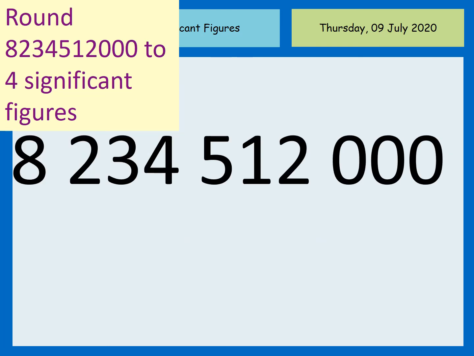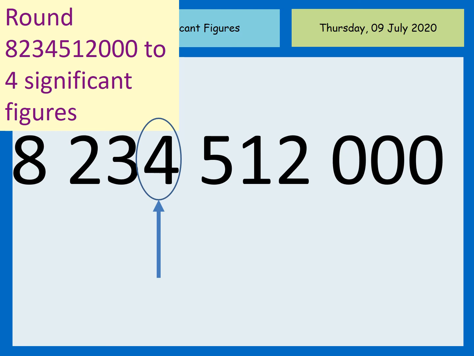Now, if we take this massive number here, 8,234,512,000, we want to round that to 4 significant figures. So again, we start from the left-hand side of the number. We have 8 is our first significant figure, 2 is our second significant figure, 3 is our third significant figure, which means the 4 is our fourth significant figure. So we've got our fourth significant figure.